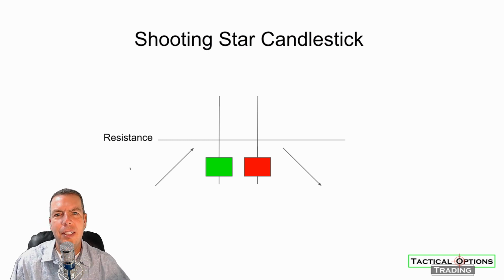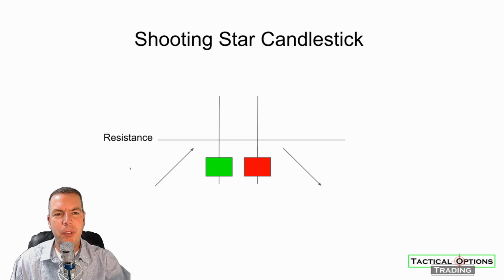Now, shooting star, don't confuse this with a hammer or a hanging man. They almost look similar, but they're upside down. So a shooting star is a bearish candle with a long upper shadow with little or no lower shadow and a small real body near the day's low. So it comes after an uptrend, and said differently, a shooting star is a type of candlestick formation that results when a security's price at some point during the day advances well above the opening price but closes lower.